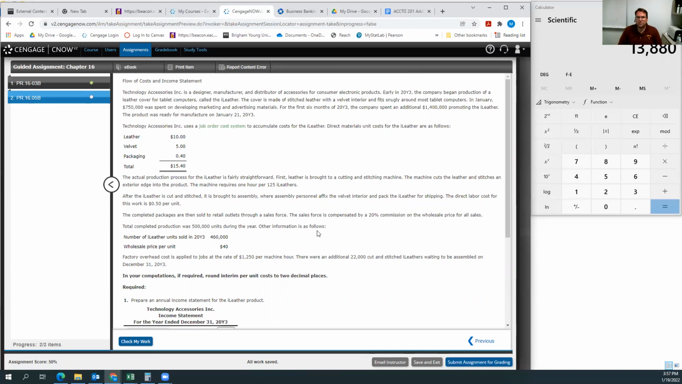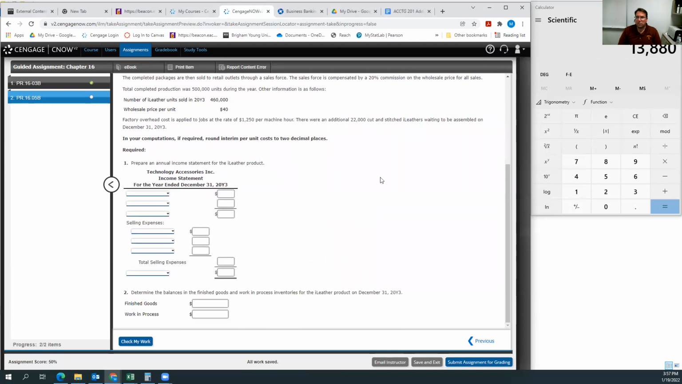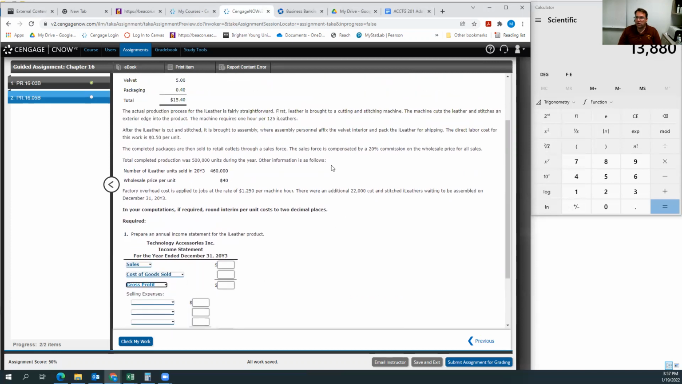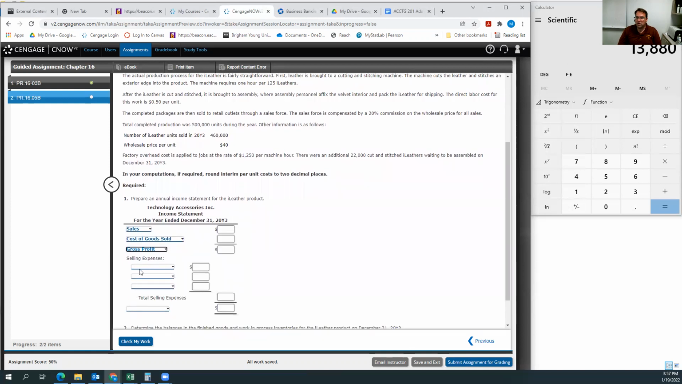all, okay? So the first thing we're going to do is make an income statement. It helps me sometimes to just remember what these will be. So sales will be my top line, minus our cost of goods sold will be our gross profit. Then our selling expenses, it tells us that we have a commission to our sales force.